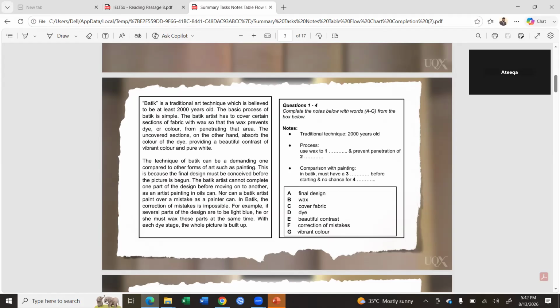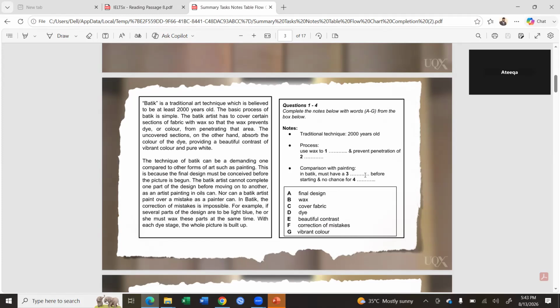You know, the answers are a bit circulated, but you have to be careful. It says that wax covers what? Certain sections of fabric. So that is option C. Then it prevents dye or color from penetrating the area. So prevent penetration of dash what? Of color, of dye, right? Exactly. Yes.